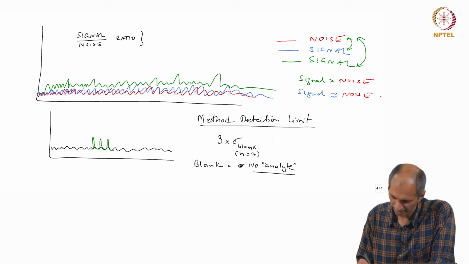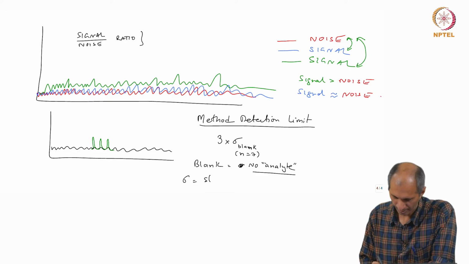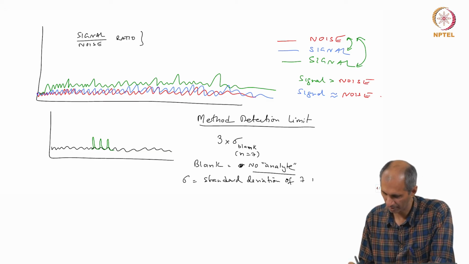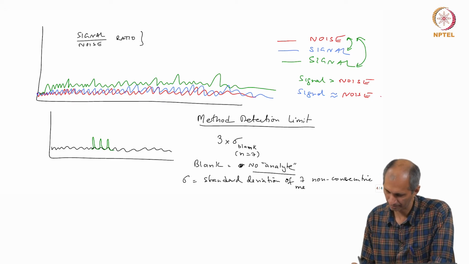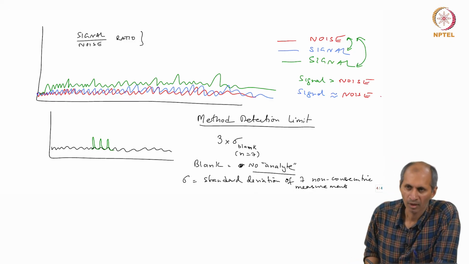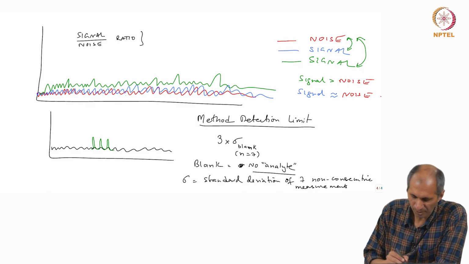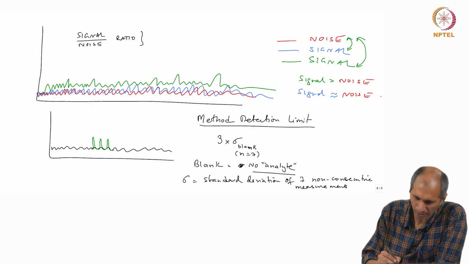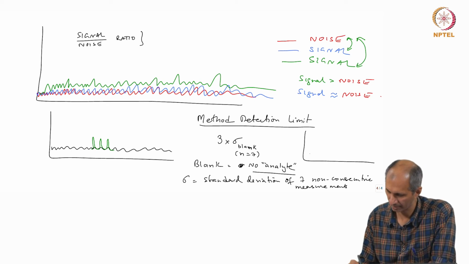So, sigma is the standard deviation of 7 non-consecutive measurements of a blank. What this means is that when you do 7 non-consecutive measurements, you are probably getting something like this. You will get 1st reading, 2nd reading, 3rd reading, 4th reading, 5th reading, 6th reading, 7th reading. You are getting a fluctuation. The standard deviation, this is the average approximately.